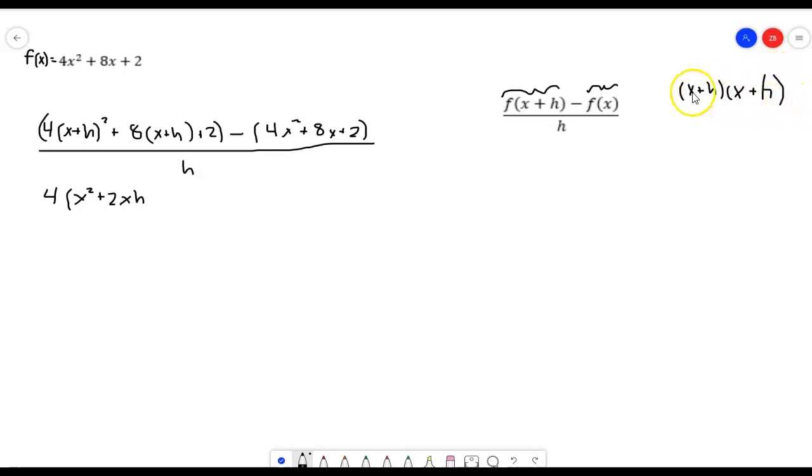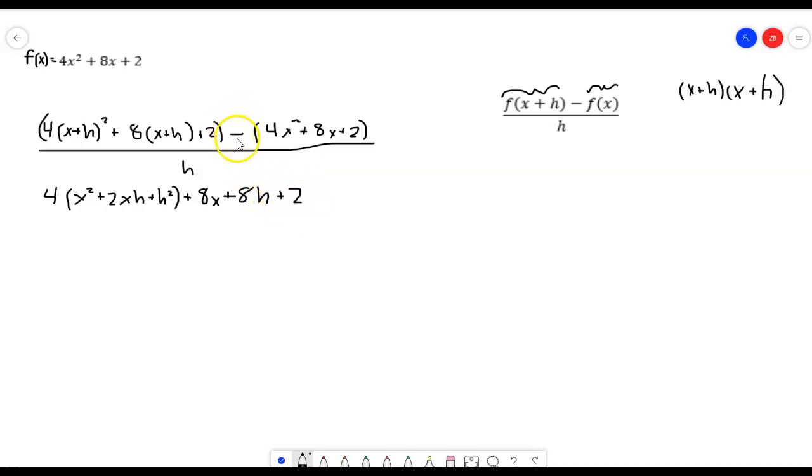And you're going to FOIL that, so you do the first terms. That gives you your x squared. The inner term is x times h. The outer term is also x times h. Add those together, you get 2xh, and then the last terms give you a plus h squared. All right. And then you're going to distribute this, so plus 8x plus 8h, plus 2.